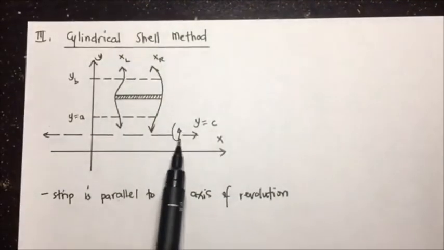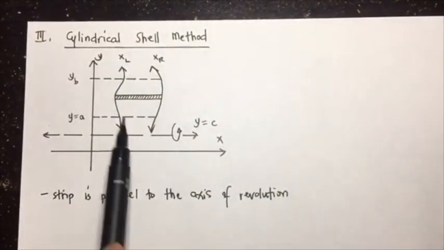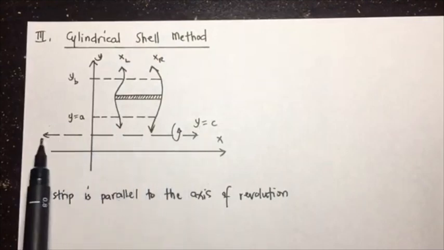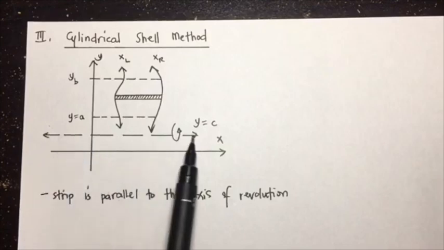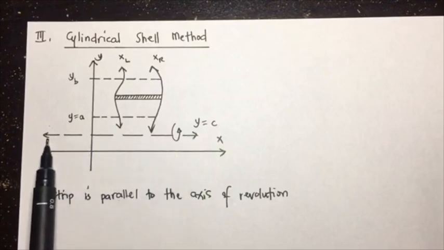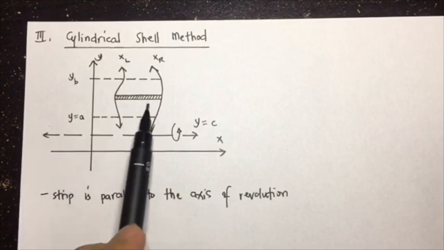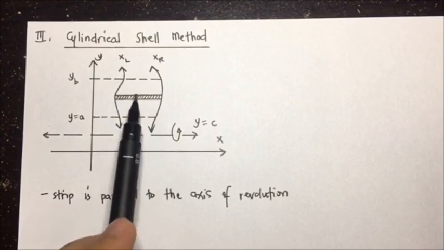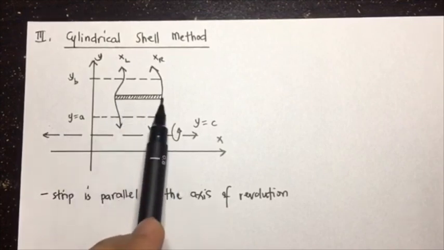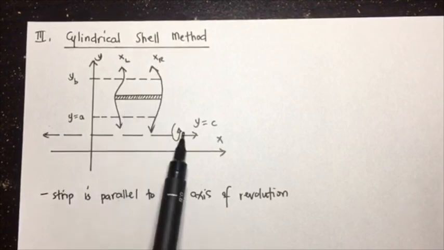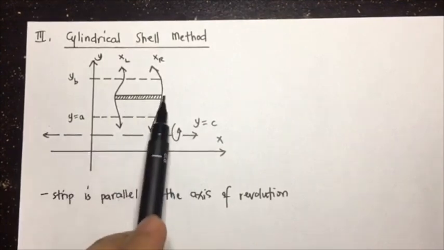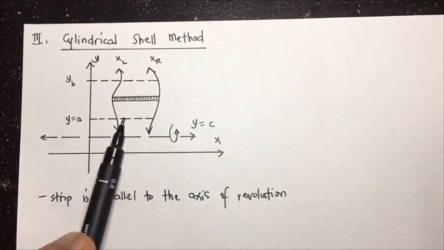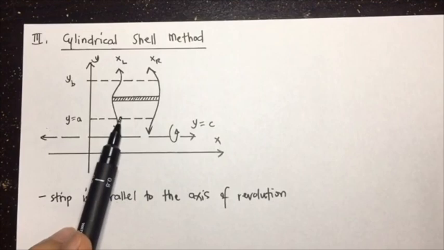As you can see here, say for example we have this area revolved about y equal to c. So y equal to c is obviously a horizontal line, so the axis of revolution is a horizontal line. The strip used is parallel to it, so they are both horizontal.